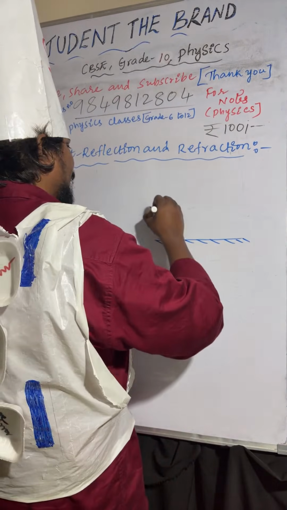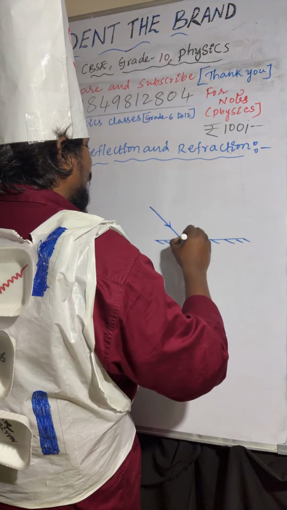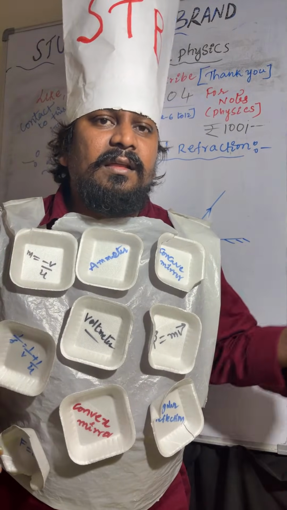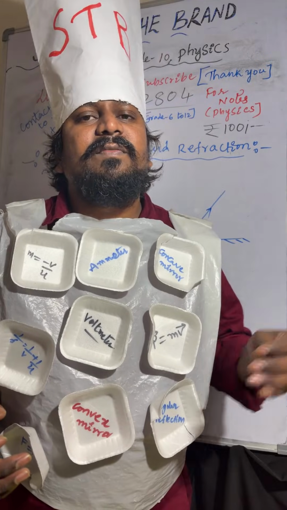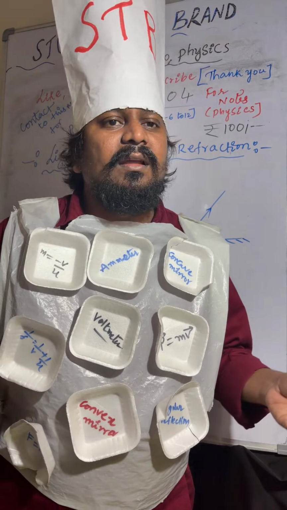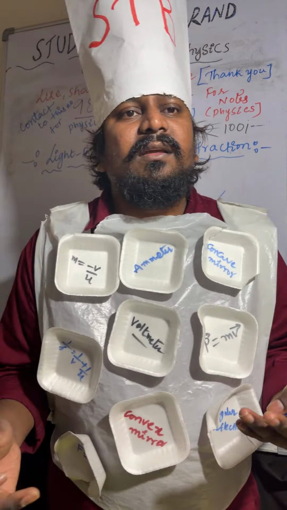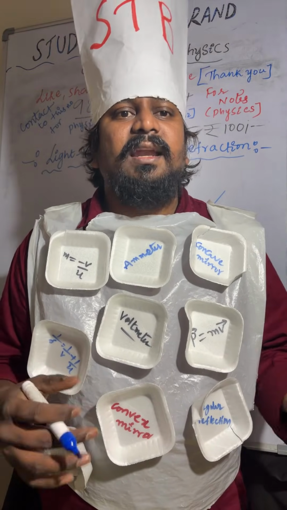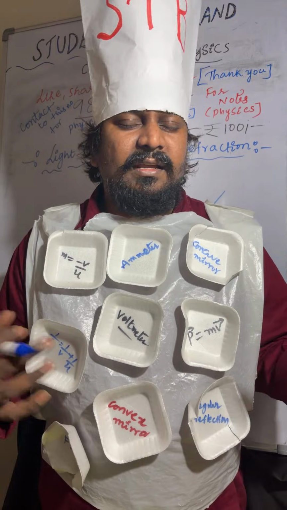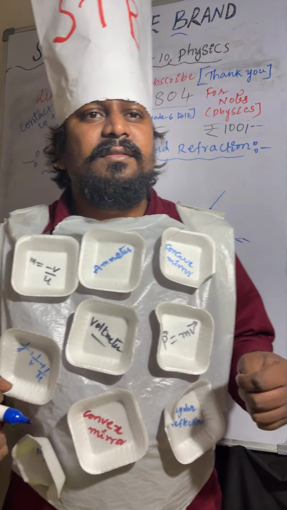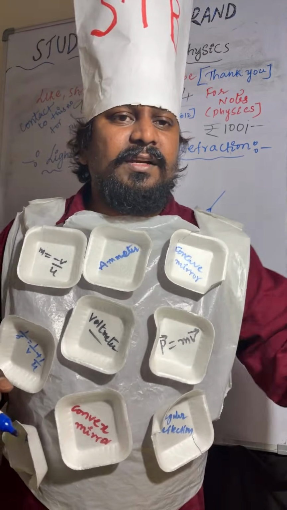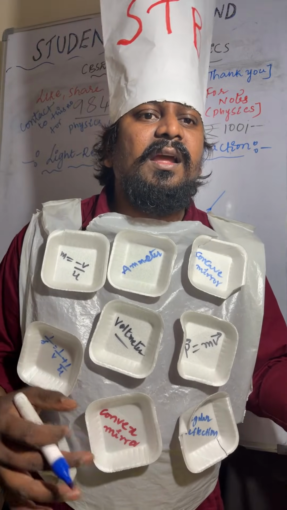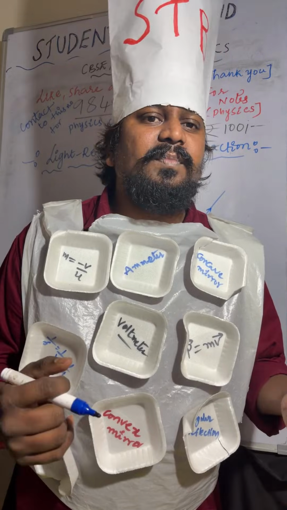Okay, so incident ray, reflected ray. The line perpendicular to the plane surface is called the normal line. Actually, it does not exist. For better understanding of reflection of light, we draw it as a dotted line. The incident ray, reflected ray, and normal line lie on the same plane.